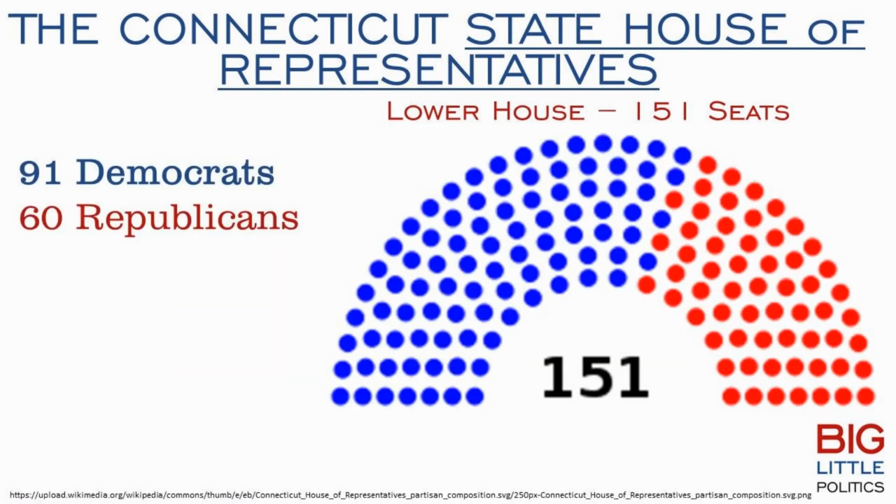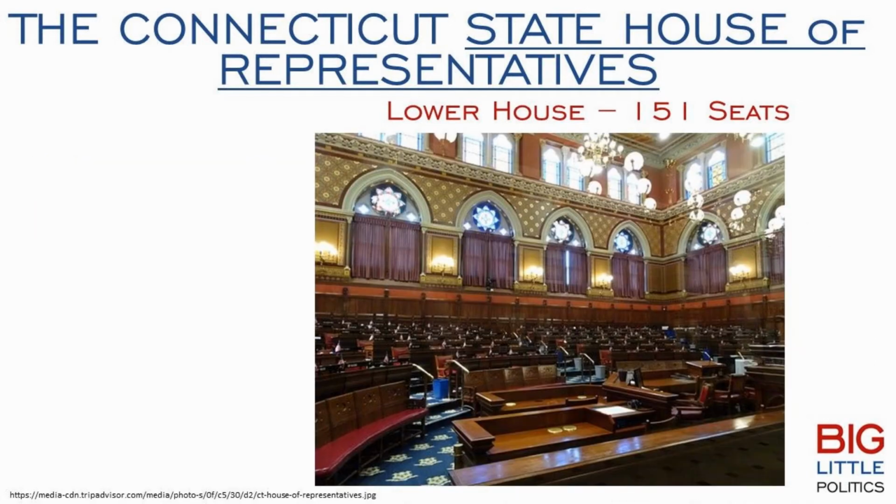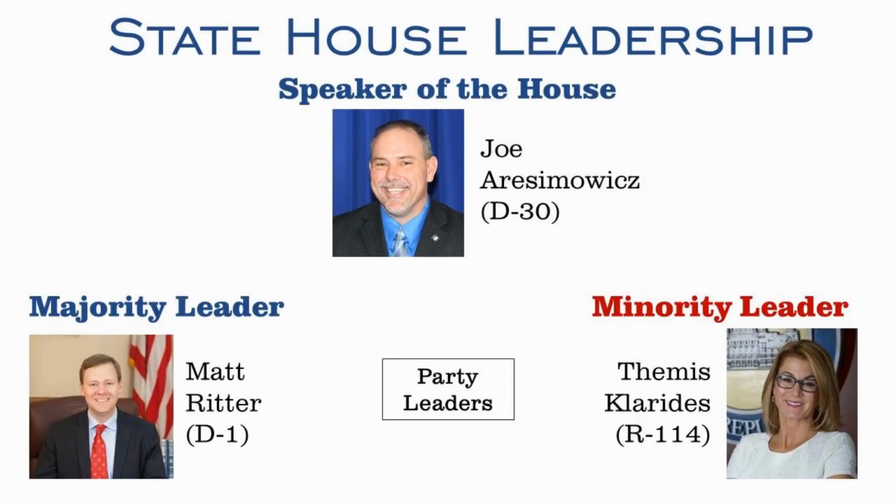And again, we have the Democrats controlling it over the Republicans. And here is where they meet. It looks more like an auditorium. They all have a desk, and there is a big desk up front that they all look towards. There's a Speaker of the House who will belong to the majority party. And then there also is a majority leader and a minority leader.